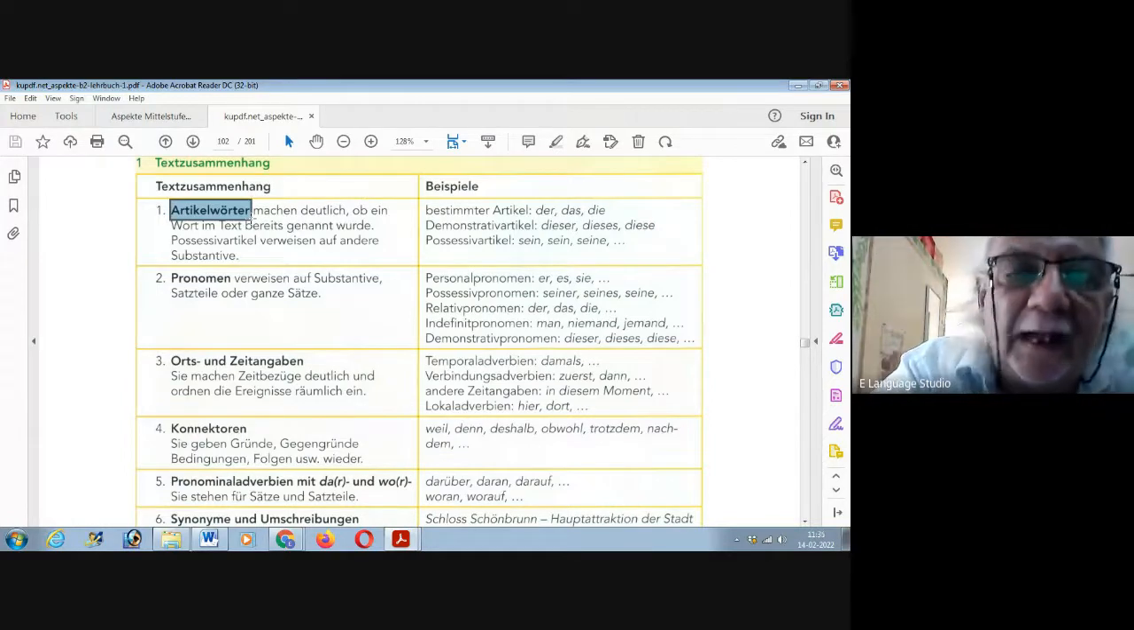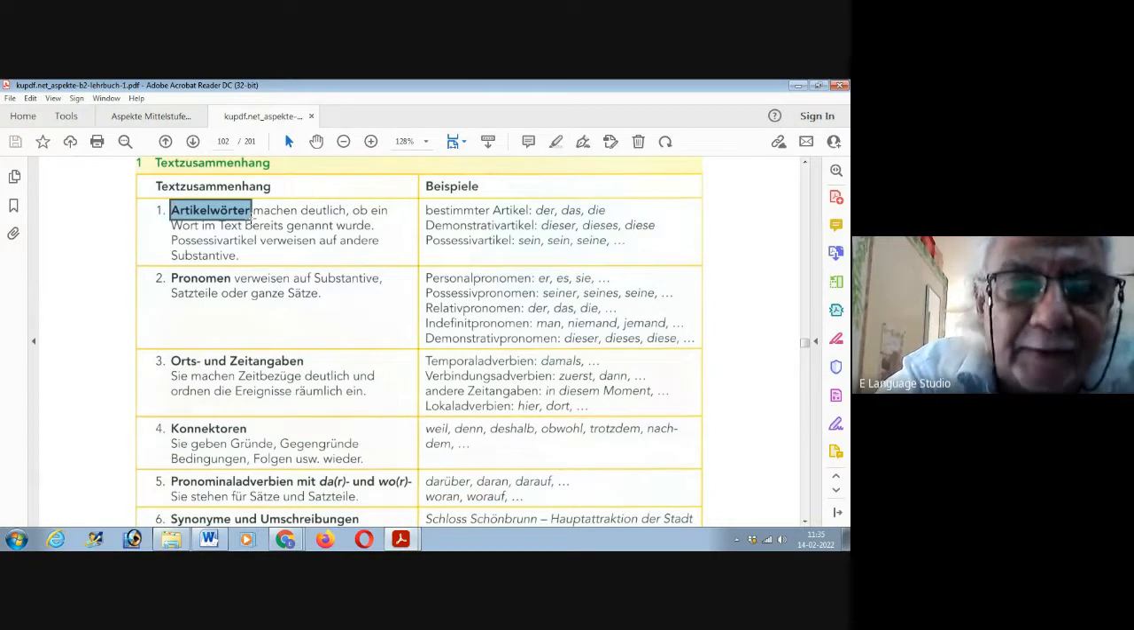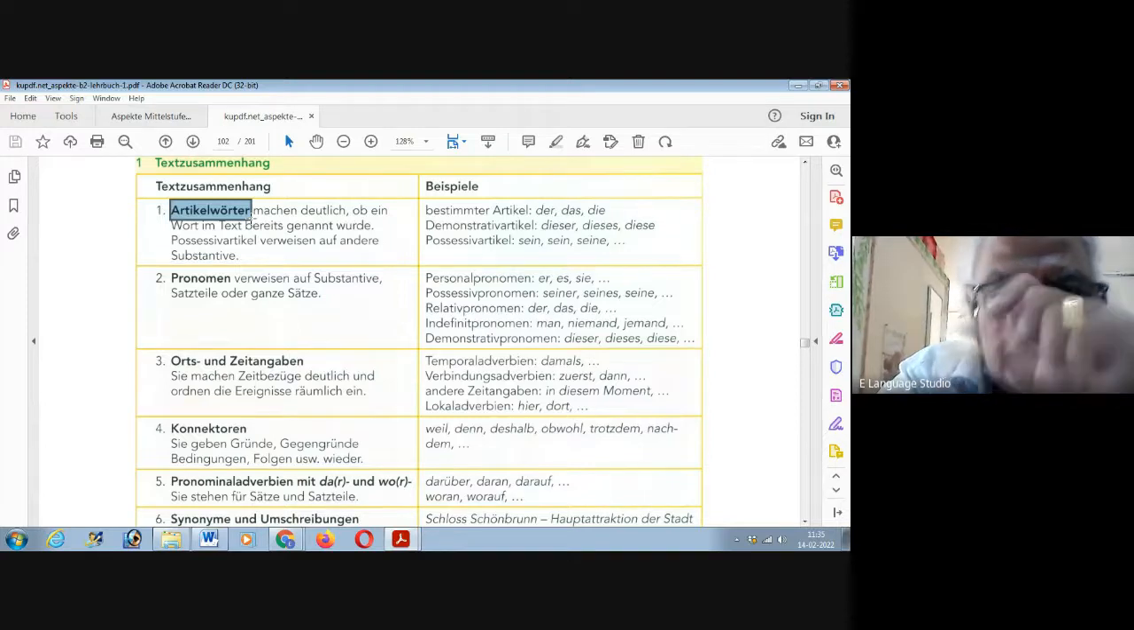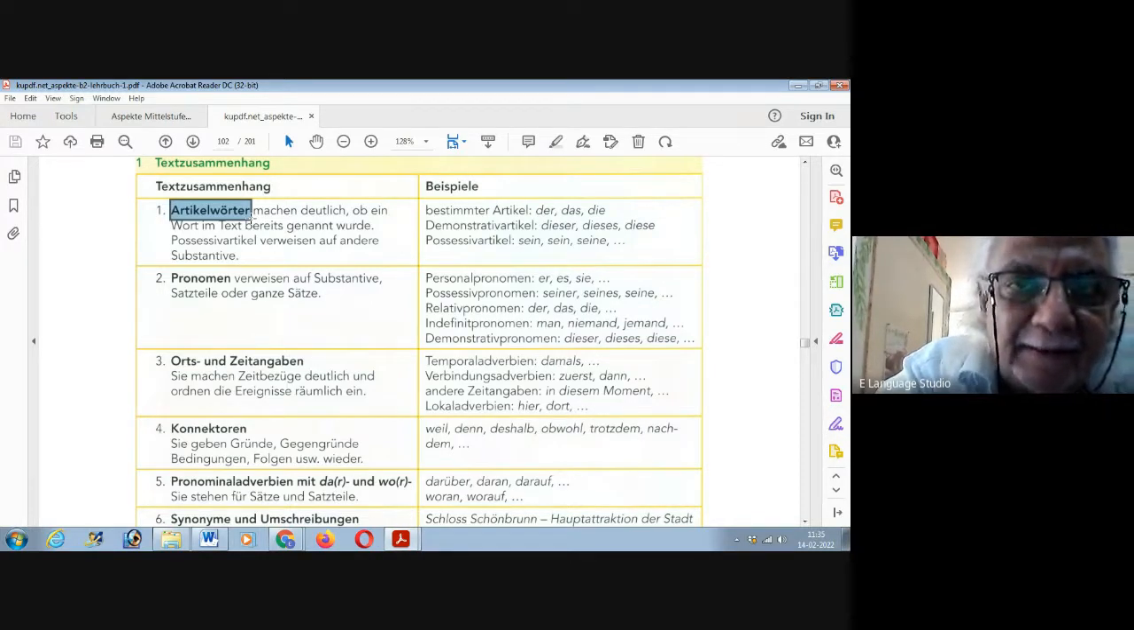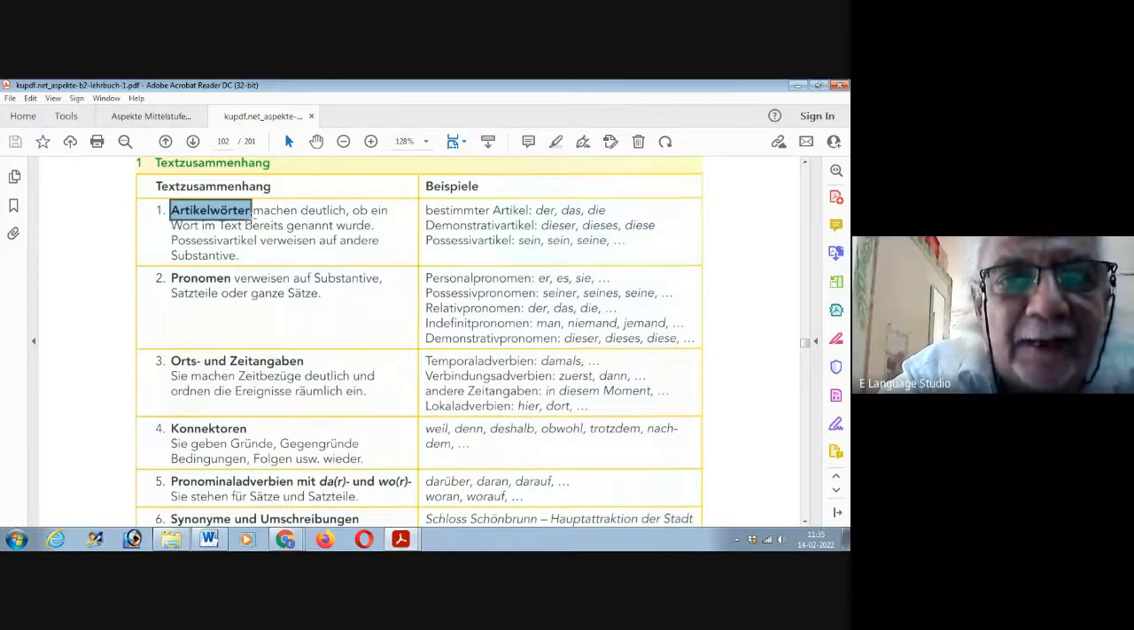Also bestimmte Artikel bedeutet, wir haben das Wort schon erwähnt, schon genannt, und jetzt sprechen wir über das Nomen, das schon genannt worden ist. Zum Beispiel, es gibt ein sehr bekanntes Bild in Paris, also in Paris im Museum von Louvre. Ein sehr bekanntes Bild. Das heißt, Bild, jawohl, das Bild heißt Mona Lisa.